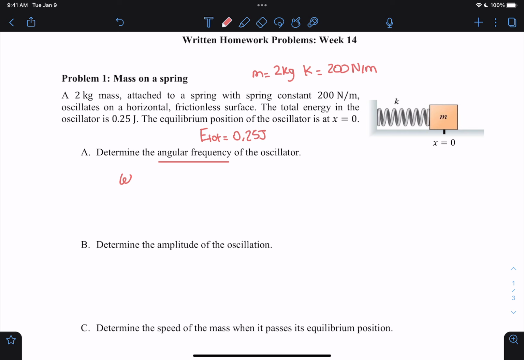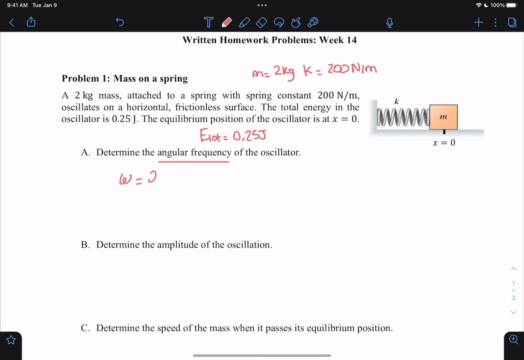I don't know if I shared with you guys that I like to call it fancy W, because it just looks like a fancy W, and it's a fun, easy way to make physics a little more lighthearted and easier to remember. So if you think fancy W, that's angular frequency, instead of saying, oh, omega, whatever. Anyway, angular frequency is fancy W.